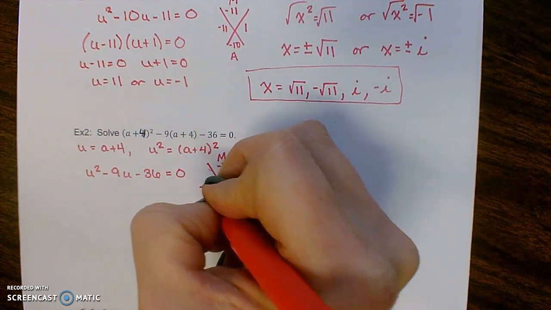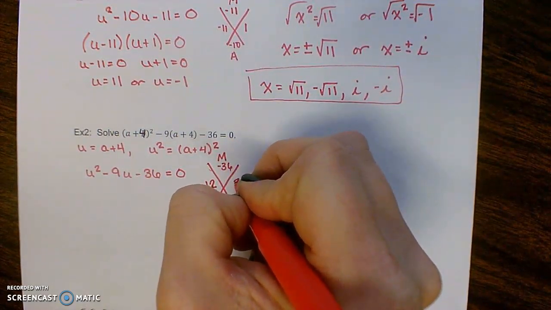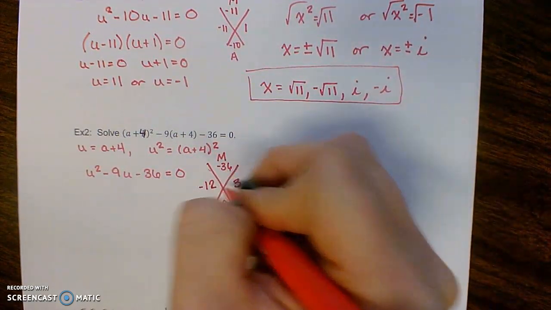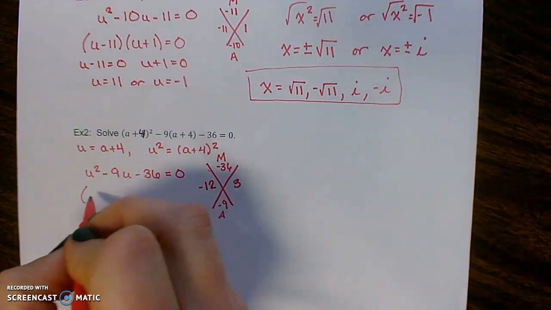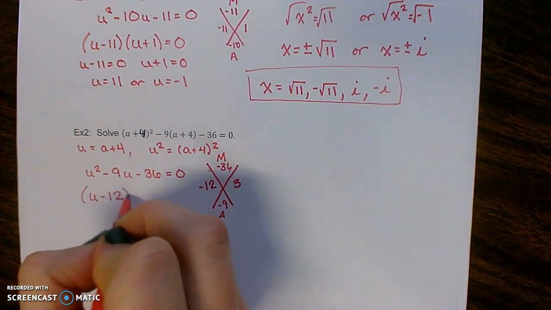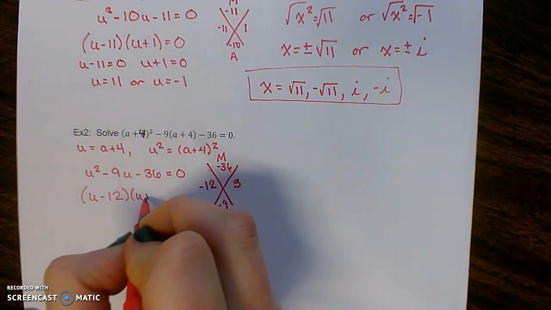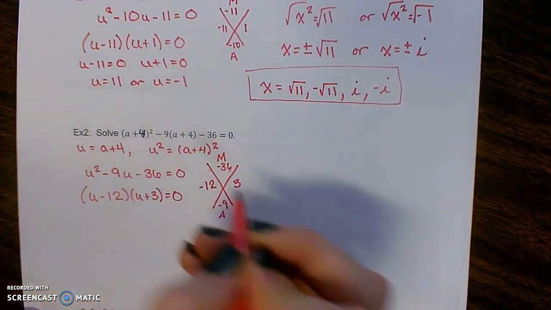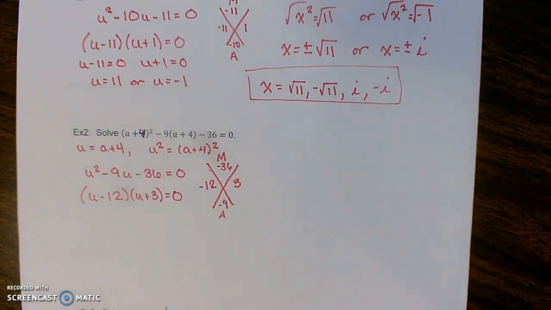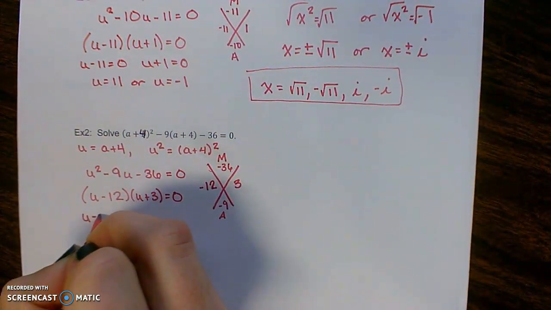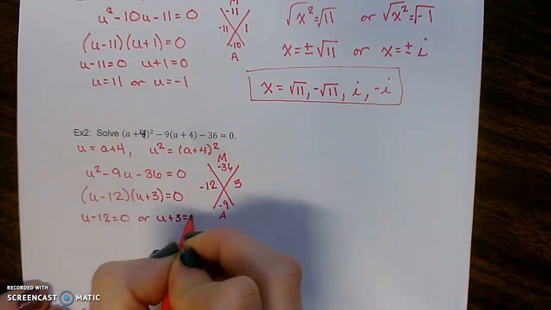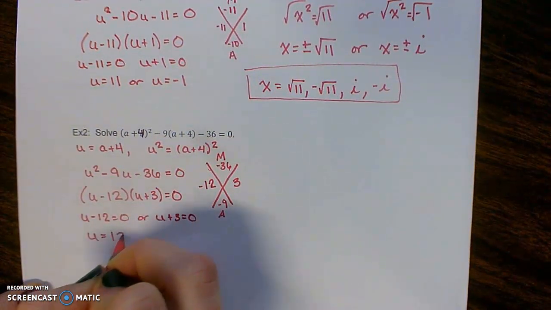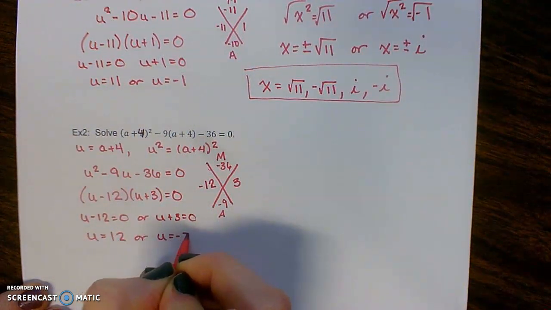I'm thinking maybe negative 12 and positive 3. Yep, those guys add to negative 9 and multiply to negative 36. So this factors like u minus 12 times u plus 3. Or you could use a quadratic equation on this if you like. So this gives me two equations, u minus 12 equals 0, or u plus 3 equals 0. We get u is 12, or u is negative 3.